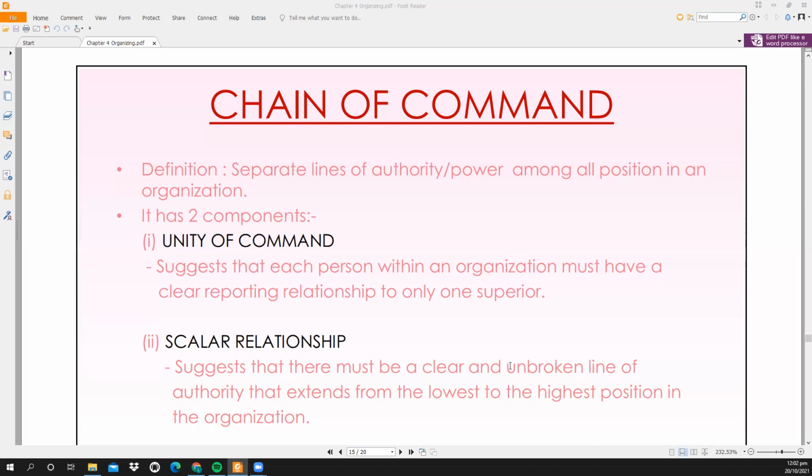Scalar relationship suggests that there must be a clear and unbroken line of authority that extends from the lowest to the highest position in the organization. Okay, so again, it's similar to the unity of command. In the reporting, from analyst, if there is a problem, you first need to consult the senior. If the problem is a bit bigger, then it will be communicated to the supervisor. If it still cannot be fixed, then it goes to the manager. So there is a hierarchy, and you need to follow that hierarchy.